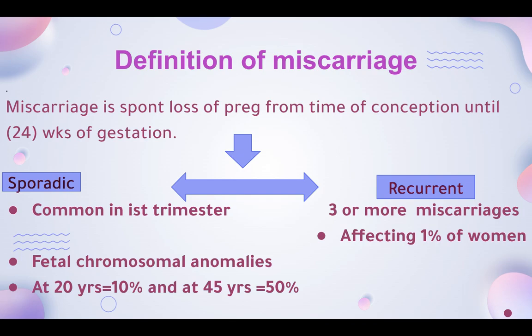If you can see, there is 20 years of age. So at 20, the risk is half. What is half of 20? It's 10.